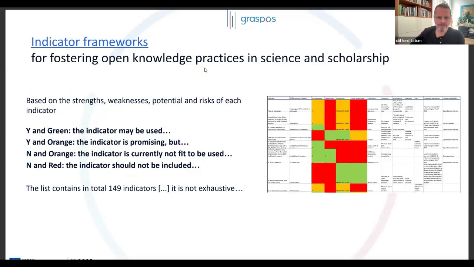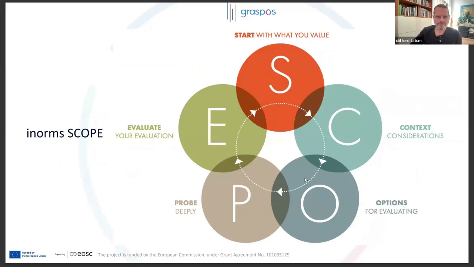This indicator frameworks report also came out from an expert panel from the European Commission. I'm putting it here because it pays a lot of attention to context: the context of the evaluation and how it informs what sorts of indicators you might select. Thanks. Next, please. So this is the iNorm scope framework. We've actually adopted this for use for the pilots and in our framework as well. It's a high level framework addressing responsible research assessment. It's high level so that it can be used across different contexts and different levels of aggregation.